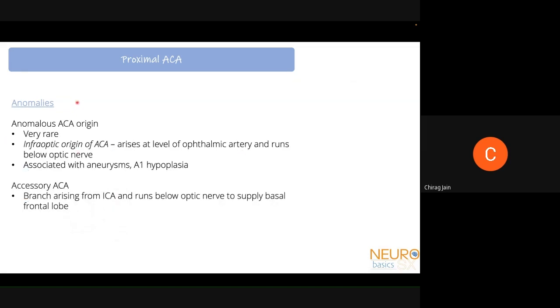Some of the anomalies which can happen with proximal ACAs include an anomalous origin of the ACA. This is very rare, and sometimes the ACA might originate from the ICA itself at the level of the ophthalmic artery. If it happens like that, then it is going to be running below the optic nerve instead of above the optic nerve. Since it's an anomaly, it is also associated with other anomalies like A1 hypoplasia and aneurysms. There can also be an accessory ACA, and this, apart from a normal ACA, you get one more ACA which is arising from the ICA. And this, unlike the normal ACA, will also be running below the optic nerve, and it will supply the basal frontal lobe.